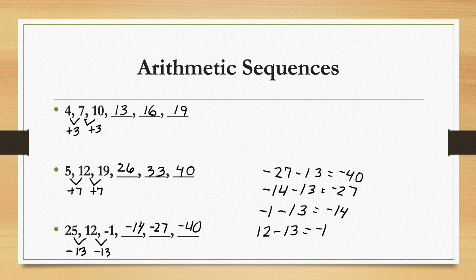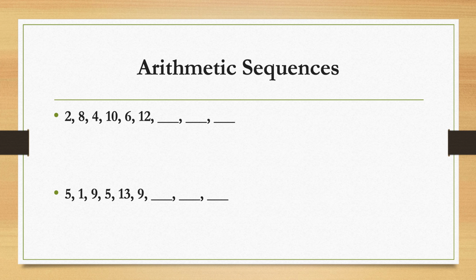So a lot of times when you're doing an arithmetic sequence, you are going to do exactly the same thing in between each of the terms. Like in the first one, we always added 3. In the second one, we always added 7. And in the last one, we always subtracted 13. Now, I want to show you a couple of other examples where that may not always be the case.